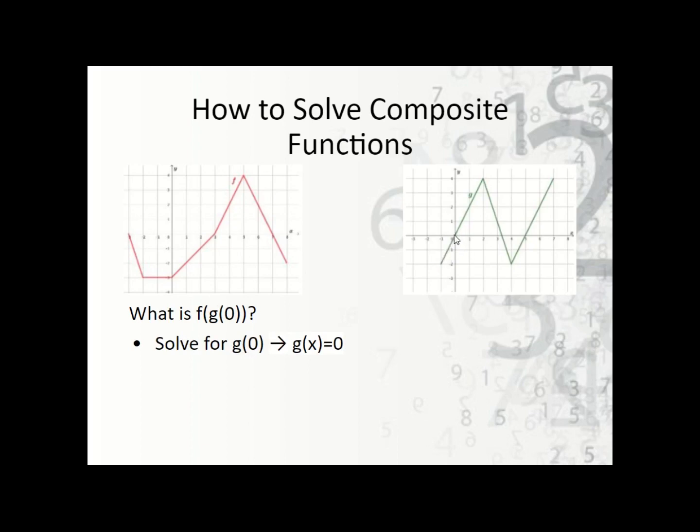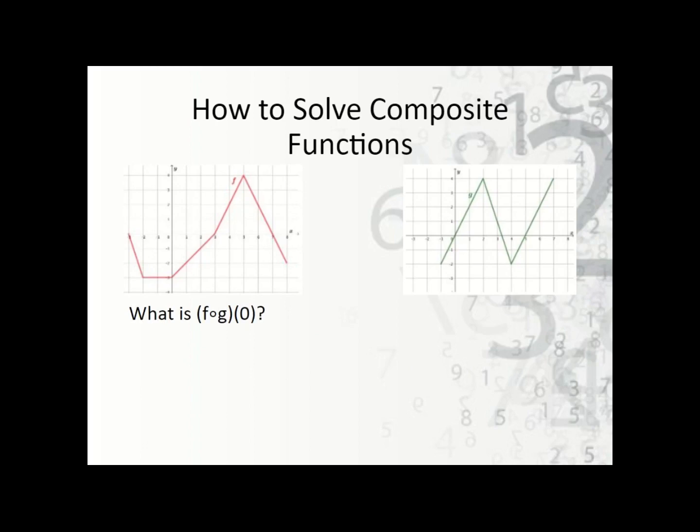So it's right there. Then we take that value and plug it in for f. So f of 0 is negative 3. So f of g of 0 is equal to negative 3. Let's look at another example.